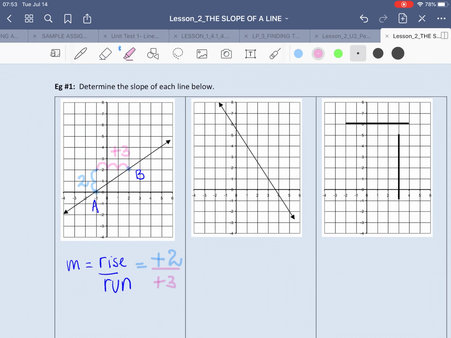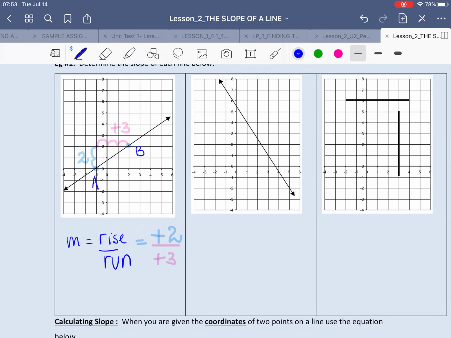So in this case, we will say that the slope of the given line on this graph will be positive 2 over positive 3. So the slope is positive. And you can tell that the slope is positive because as you walk along the line from left to right end of it, to the right end of it, the line is going up.